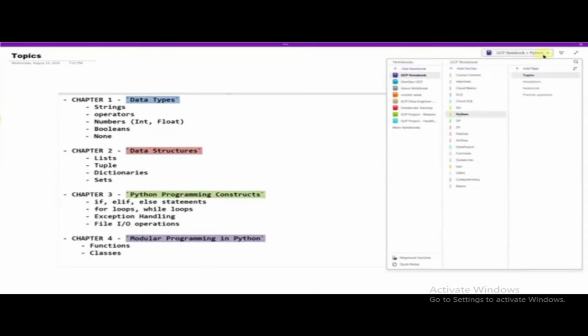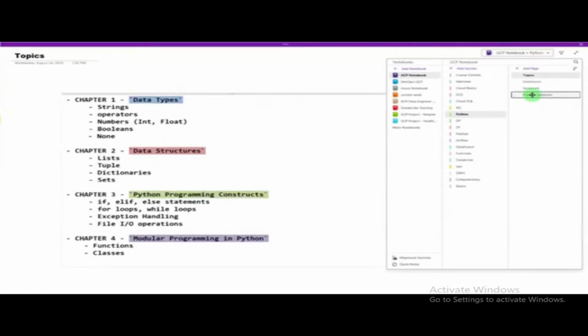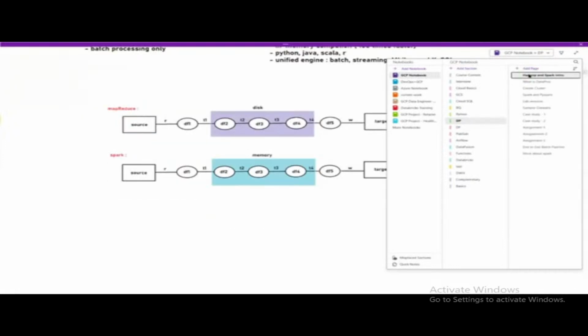This is specifically designed for data engineers, Python for data engineers. We have a notebook for you to practice also and practice questions. And then we will start with the Dataproc. This is one of the important things that we have to learn about.